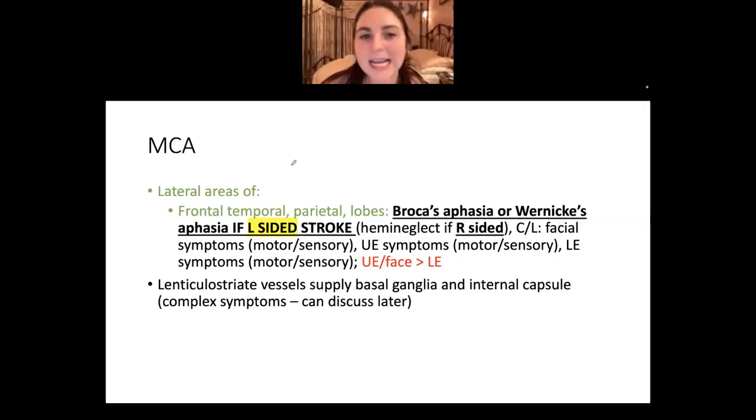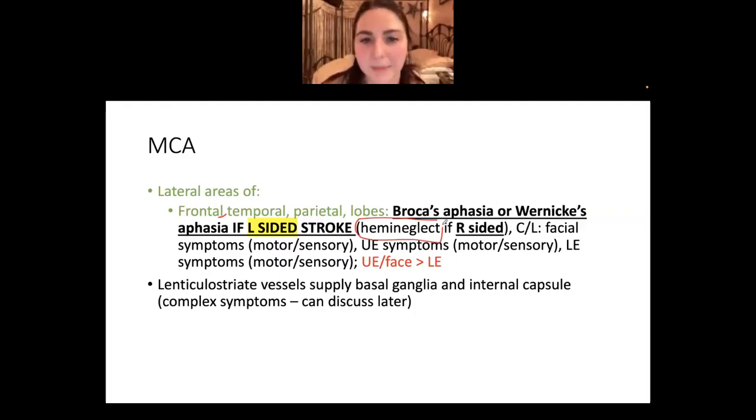Okay, so MCA does everything. It does the temporal lobe, parietal lobe, and the frontal lobe. So you're going to see either Broca's aphasia or Wernicke's aphasia if left-sided. Remember, Broca's and Wernicke's are only on the left hemisphere. So if this is a left MCA stroke, you'll 100% see either Broca's or Wernicke's aphasia.